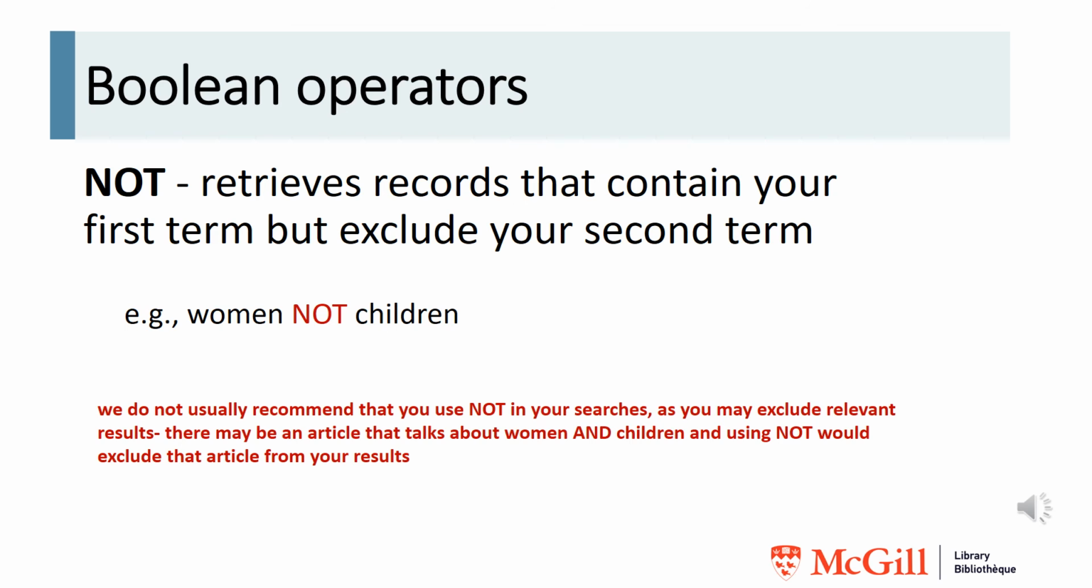Now you'll notice that Boolean operators are usually listed as "and," "or," and "not." So what does "not" do? "Not" retrieves records that contain your first term but exclude your second term. So for example, women not children. Now, that sounds great, but actually we do not recommend that you use "not" in your searches, because doing so you may exclude relevant results. What happens if there's an article that talks about women and children? By using "not," you would remove that article, even though you may still be interested in reading it.